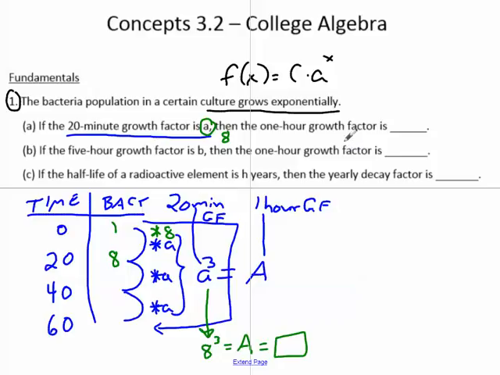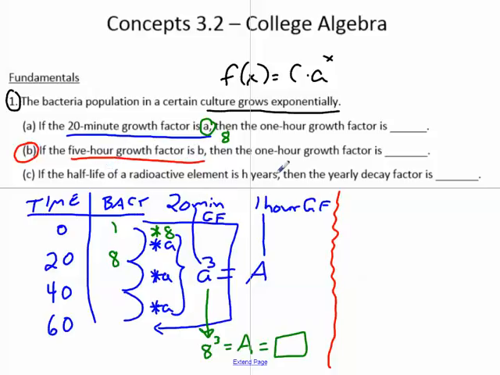Question B is right here. If I've got this situation, so the previous situation is right over here. If I've got this situation, I'm over here now. I'm going to talk about changing, in red, from a 5-hour growth factor to a 1-hour growth factor. So here is the information that we had before. We have now a different situation in red.